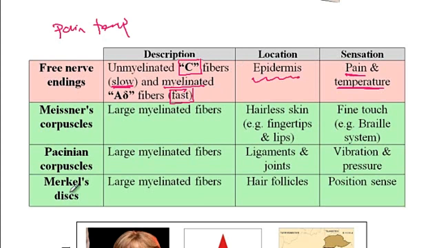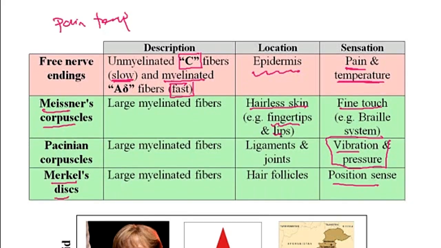The other structures that are used for transferring fine touch, vibration, as well as position sense, all of which are in the dorsal column, are composed of the Meissner corpuscles, which are large myelinated, and they are in the hairless skin, like for instance in the fingertips or lips. And then we also have the Pacinian corpuscle, which is again large myelinated, and it's in ligaments and joints, and it's for the vibration as well as the pressure sensation. And then finally we have the Merkel's disc, which are also large myelinated, and they're in the hair follicles and are used for position sense.